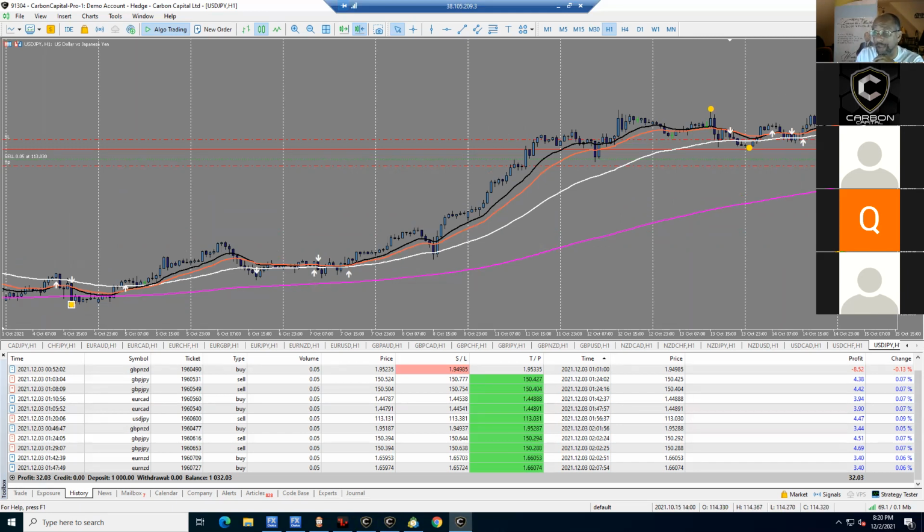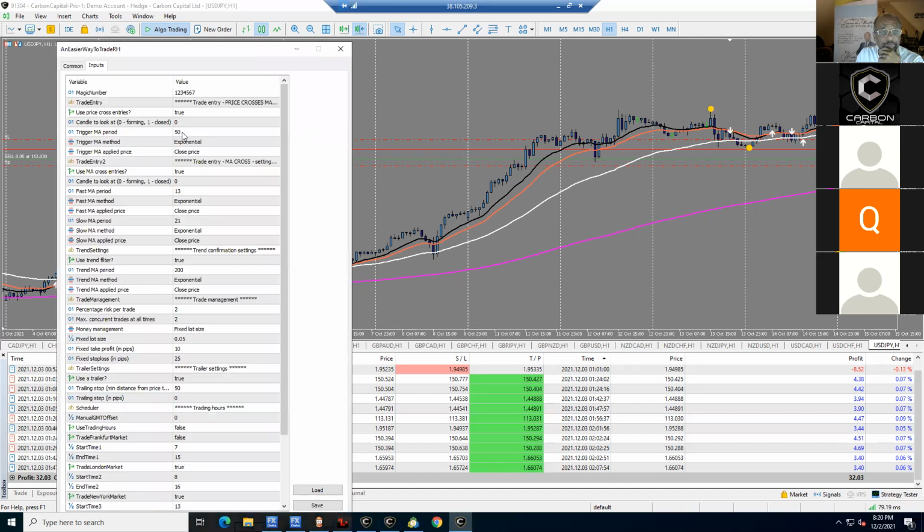Put them in the software. We put them on the software like this. The 50 exponential is your trigger MA, right? All this will be in video and screenshots and our directions and everything. Fast MA 13 is my black, 21 is my tomato. The 50, of course, is the white right here, the trigger, and the 200 is the trend. So all you really have to remember is the trigger is 50, the trend is 200, then your fast and slow MAs right here.